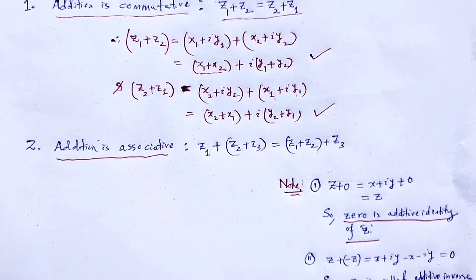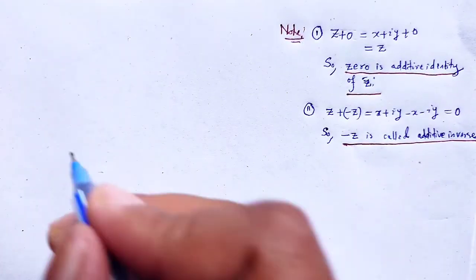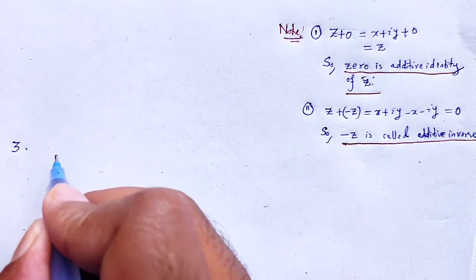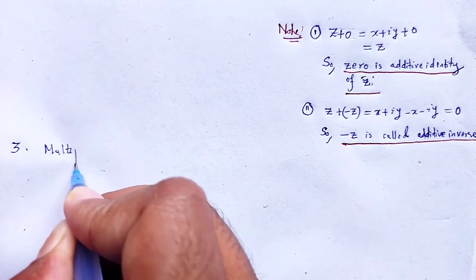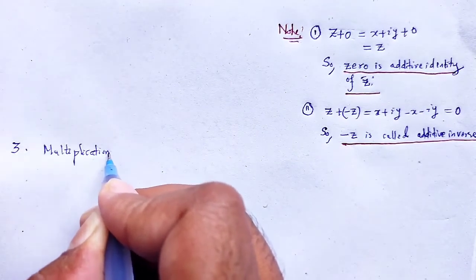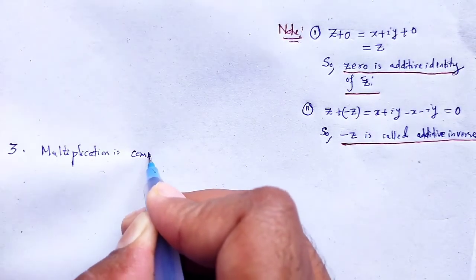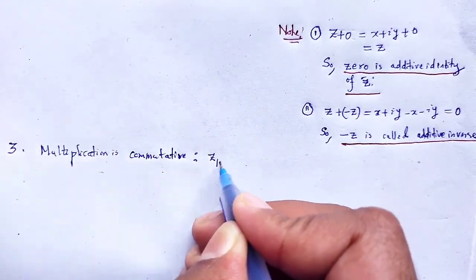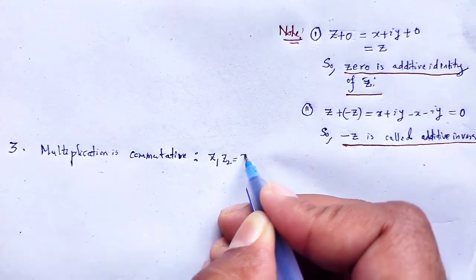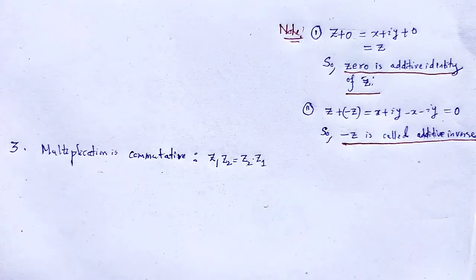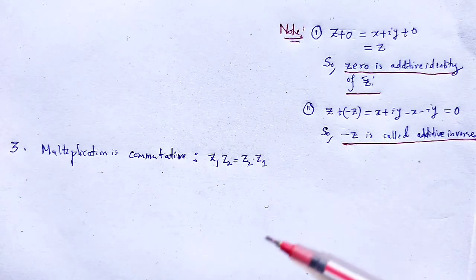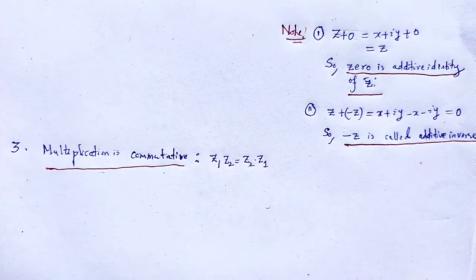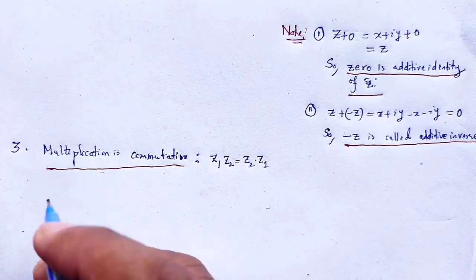So, addition is commutative and addition is associative. In case of multiplication, we have other properties. Multiplication is commutative, that is Z1 into Z2 is equal to Z2 into Z1. Anybody can prove it by taking the values of Z1, Z2. So, multiplication is commutative in case of complex numbers.